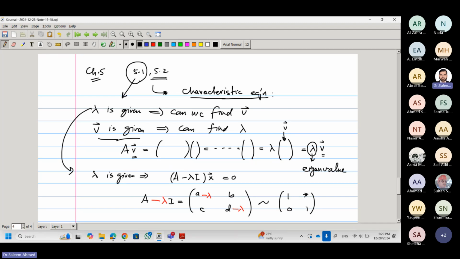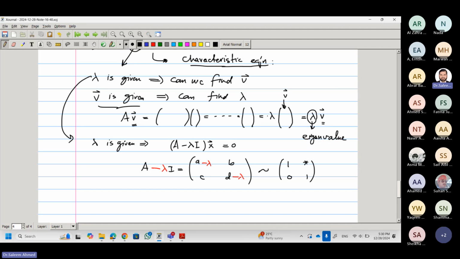All right. So why will you never get 1 here? The reason is your matrix is not invertible. If this is the eigenvalue, then A minus lambda I is not invertible. You will never get 1. You will definitely get 0, 0 in the second row. So from here, you can write your solution. X1 is equal to negative star x2 and x2 is free. So if lambda is given and you have to find the eigenvector, then you have to solve this system.